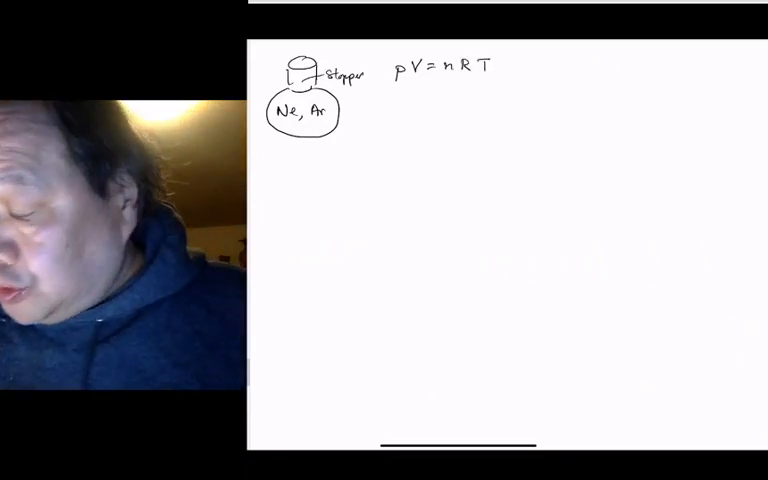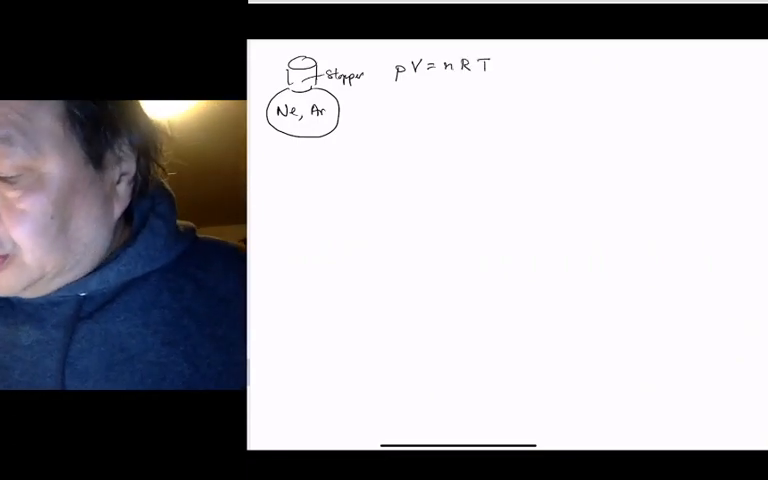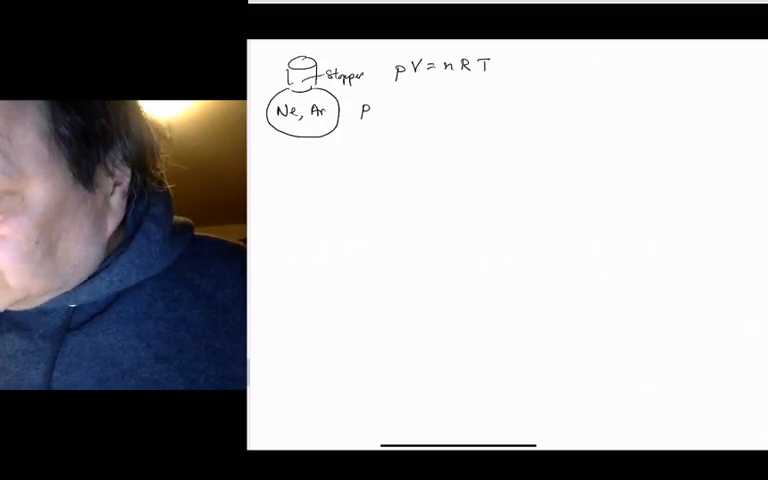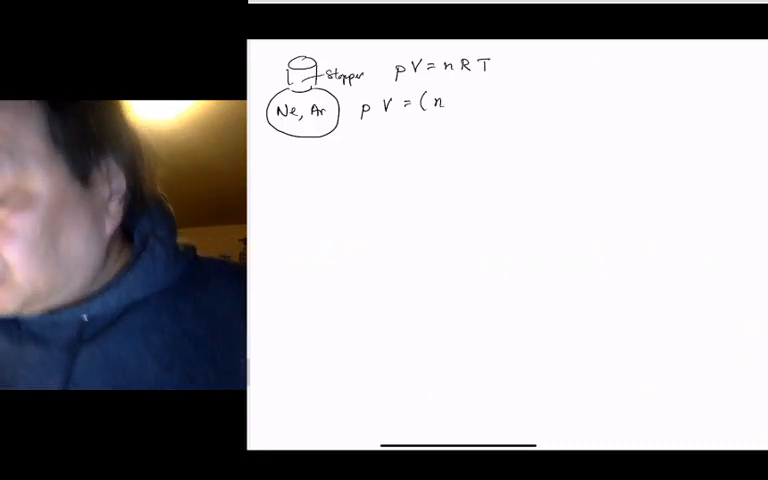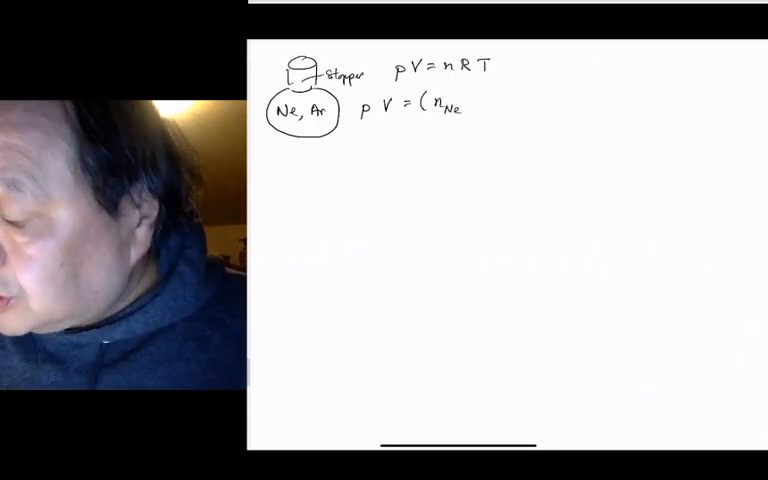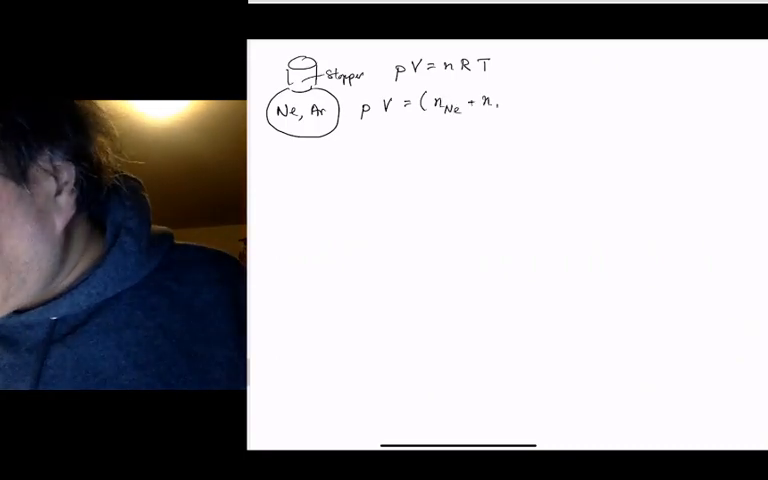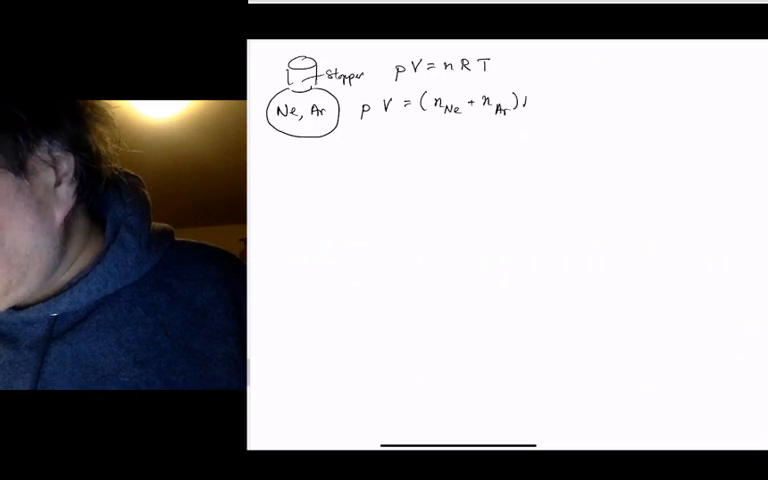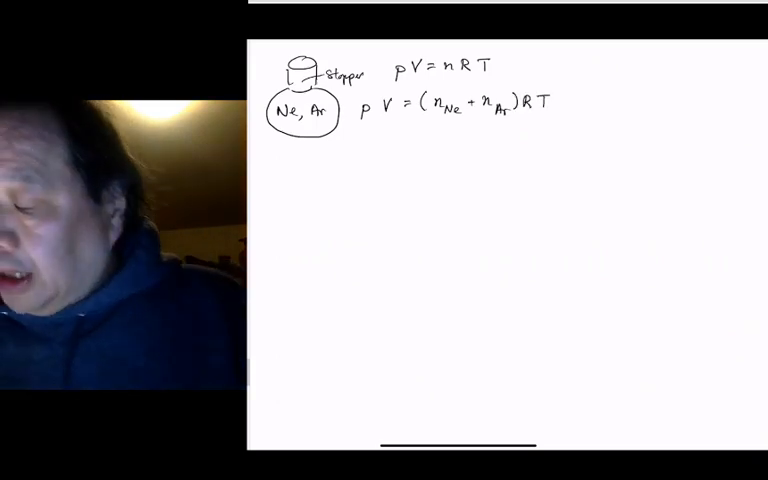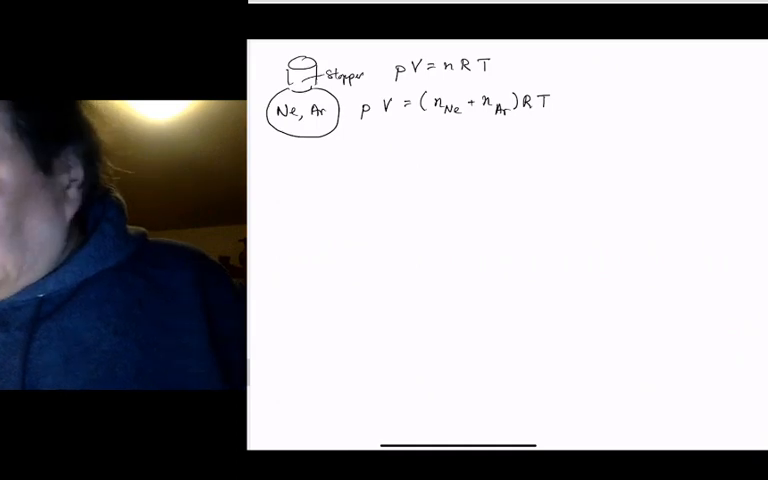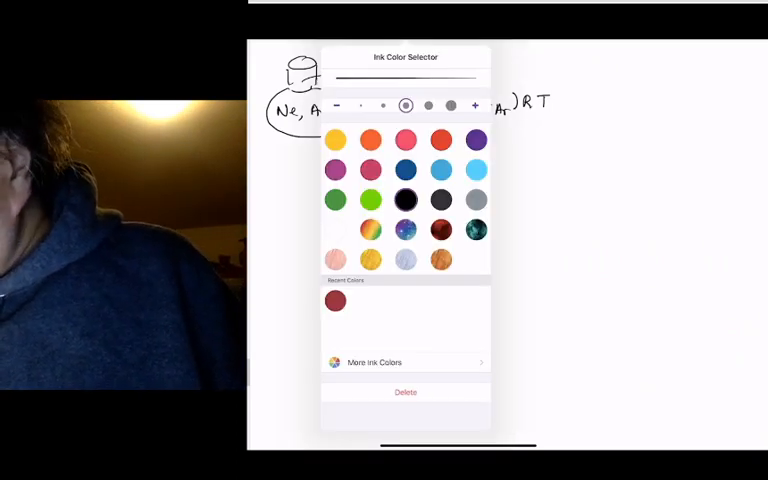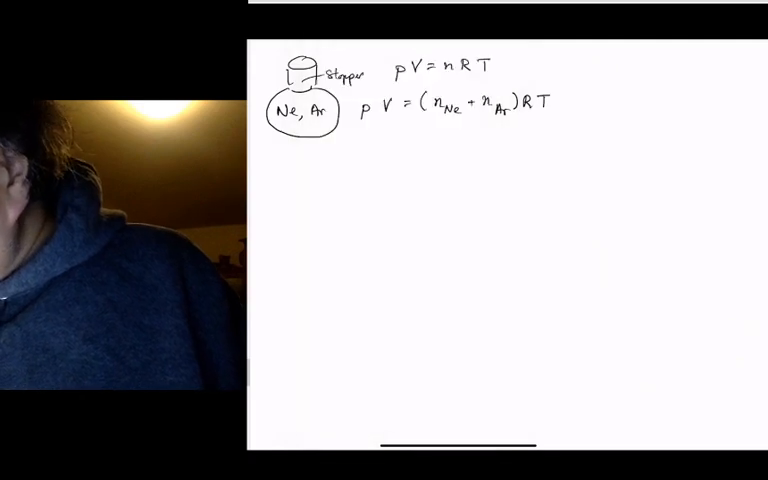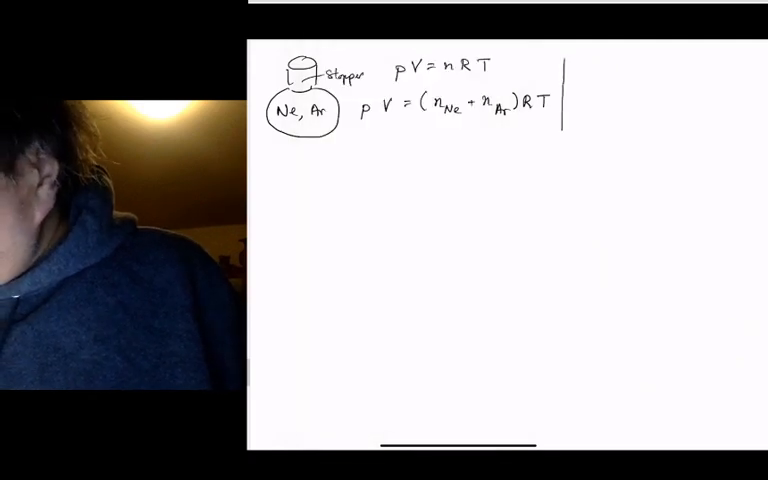But we have two different kinds of moles. The total pressure times the volume is equal to the total number of moles, where the total number of moles is the moles of neon plus the moles of argon, times RT. And now at this point, I want to show how coming up with new concepts becomes very facile and very useful. And the concept we'll come up with is that of partial pressure.